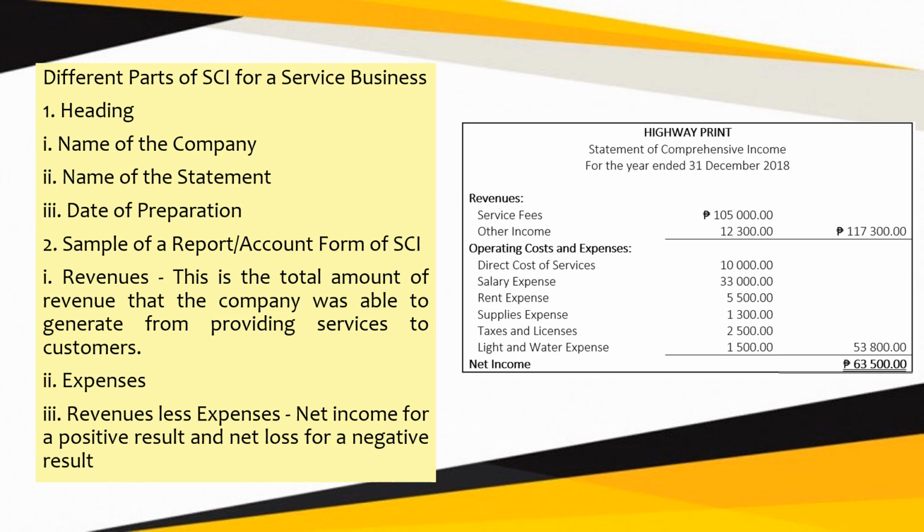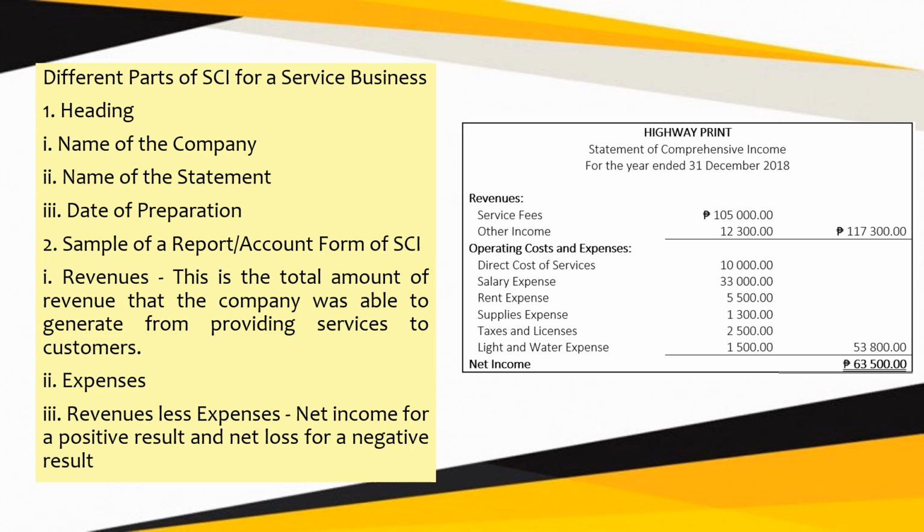Please analyze the different parts of the SCI for a service business. For the heading, you will have the name of the company, the name of the statement, and the date of preparation. And please take note, use the term for the year ended. For the second part, it can be on a report form or the account form. Pwede siyang pa-vertical or pa-horizontal, just like what you have done on SFP.